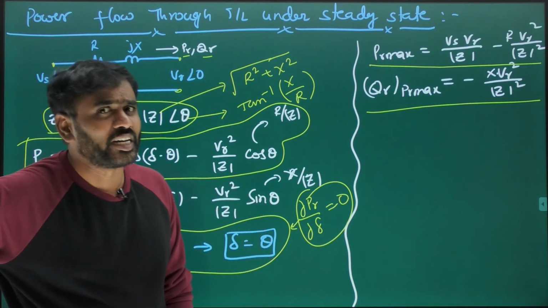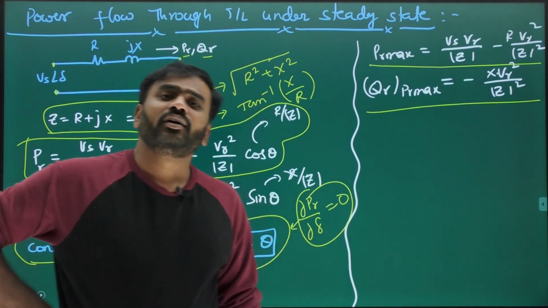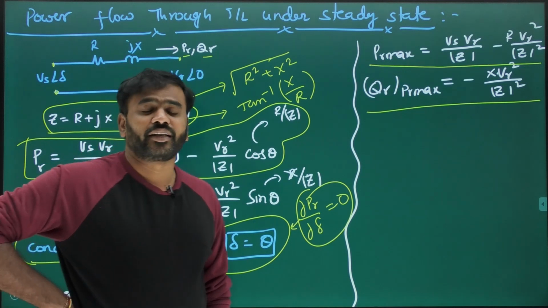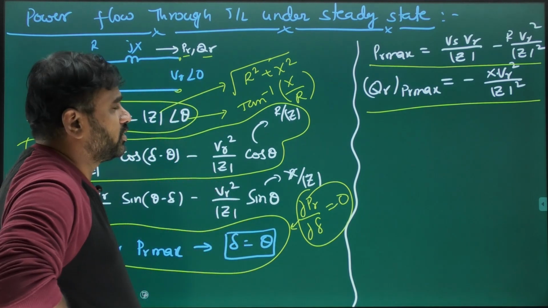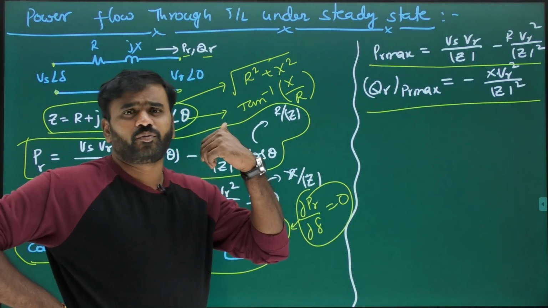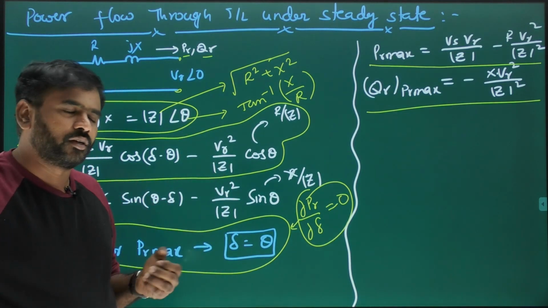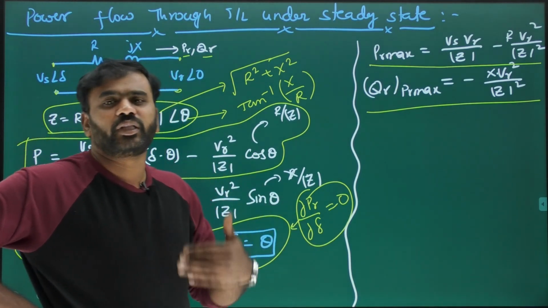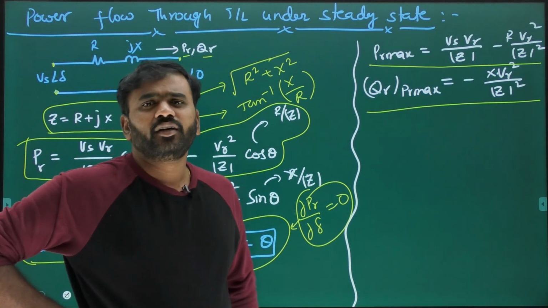A synchronous machine operating at leading power factor means it should be under excited. Clear? Because the load has to deliver reactive power back to the generator. That means the generator is consuming the reactive power, so it must be under excited.